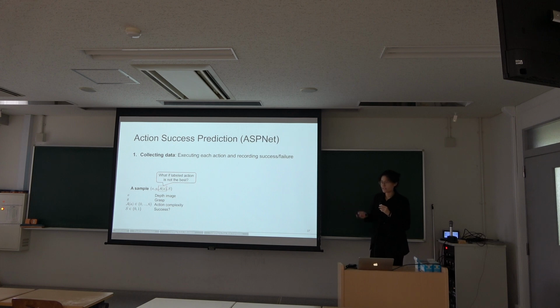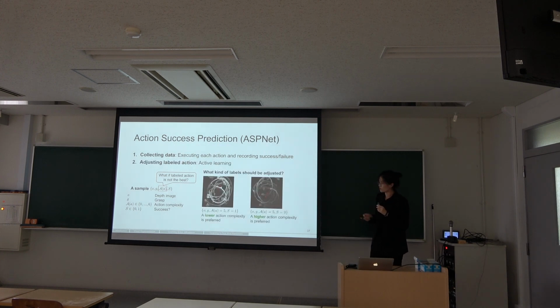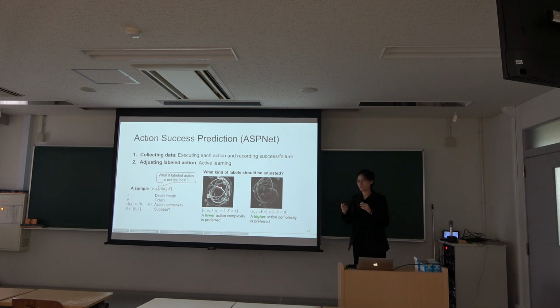Under this data collection manner, what if the labeled action is not optimal? We can leverage active learning to adjust the action complexity labeled in these samples. So what kind of label should be adjusted? For example, the action complexity of 5 in the left figure can successfully solve this problem, but we prefer an action complexity lower than 5, which can save a lot of time. Another example: we prefer an action complexity higher than 5 to solve these failure cases. We should adjust these two kinds of labels.